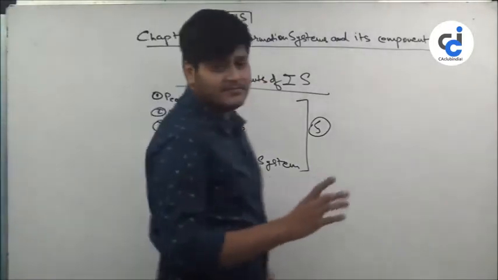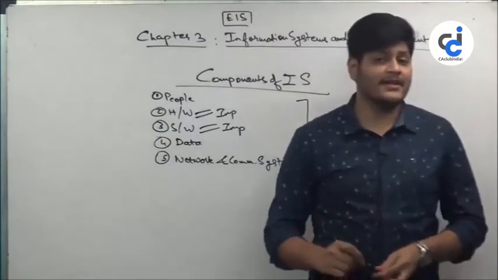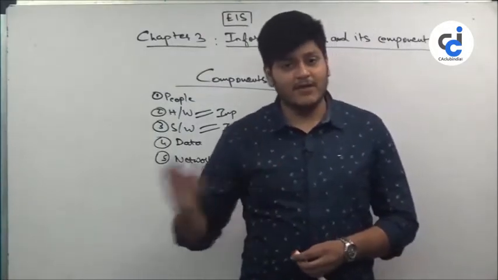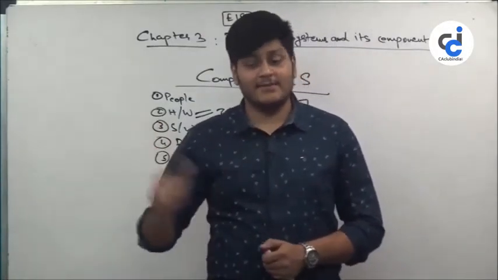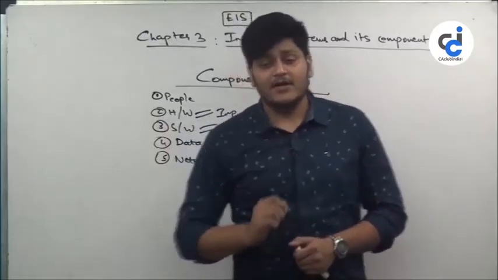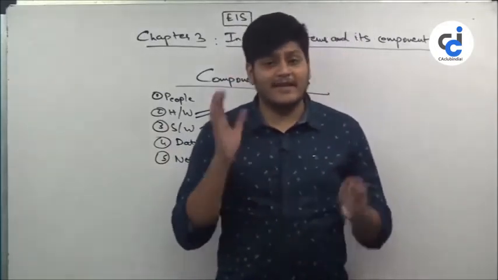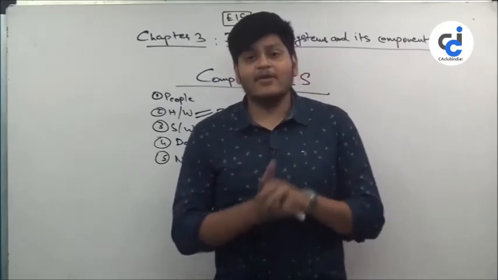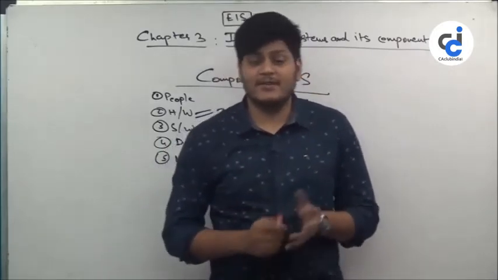Now information system, first thing, most important thing is people. We'll be discussing one by one all these things in the entire chapter. So the first one is people. Now people referring to people who are there, who are performing all the actions required in the information system environment.